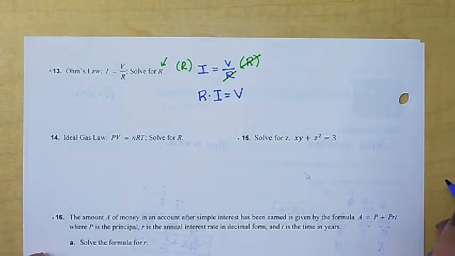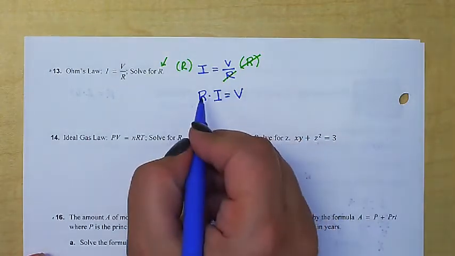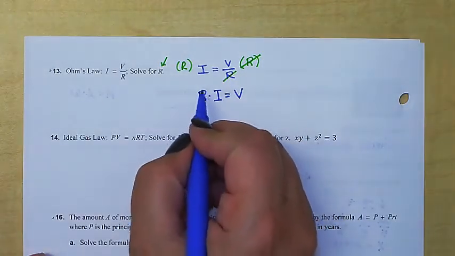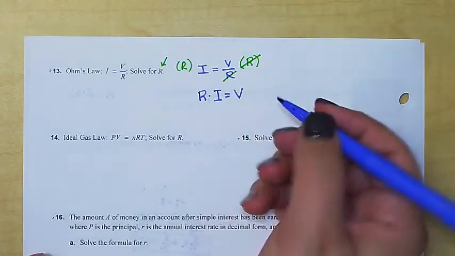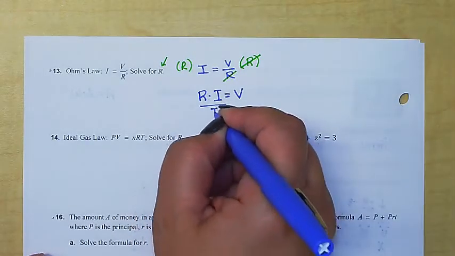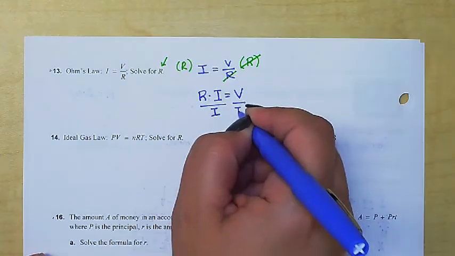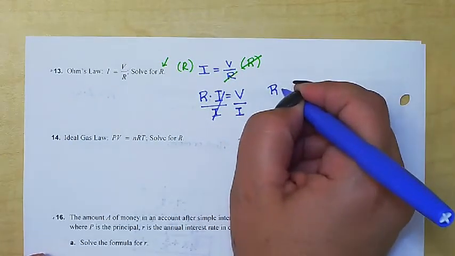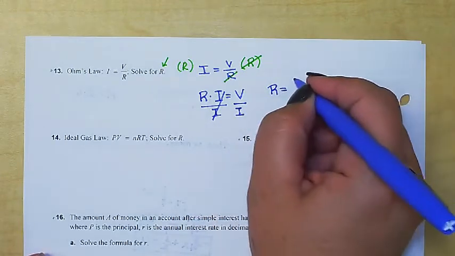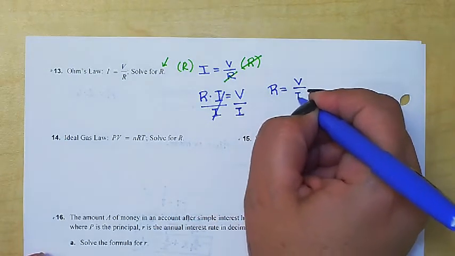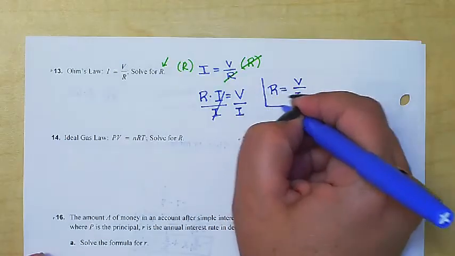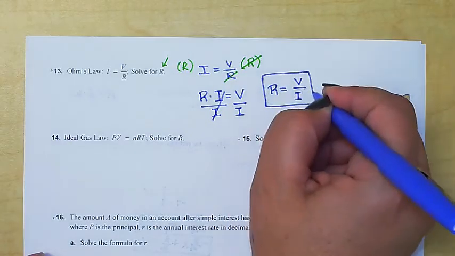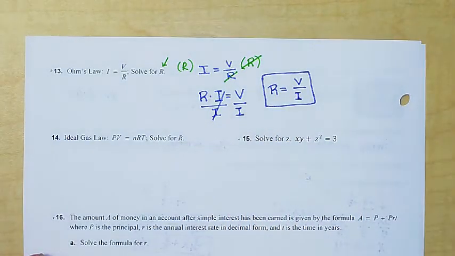So now we're here. And once we're here, then it becomes a lot easier. Now I can really think about how do I get this by itself? Well, they're multiplying it by I, so the opposite of that is to divide by the I. And that cancels. So it turns out that the same law can tell us that R is always equal to V over I. And that is the same relationship, just reorganized a little bit.